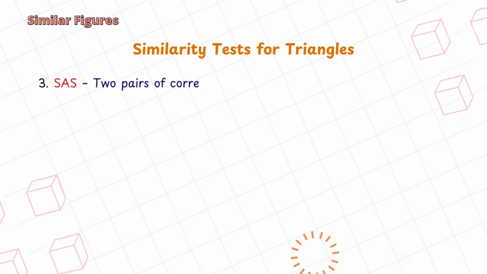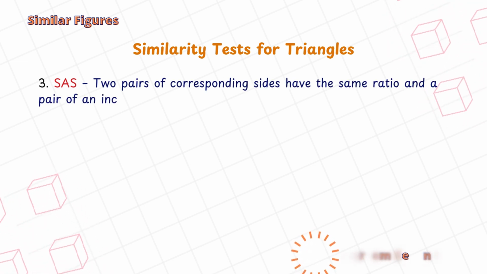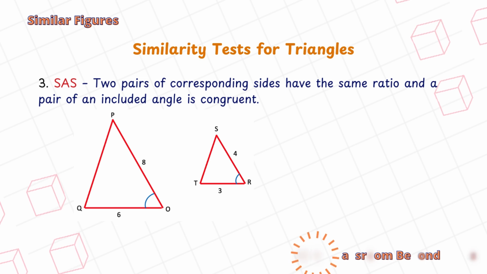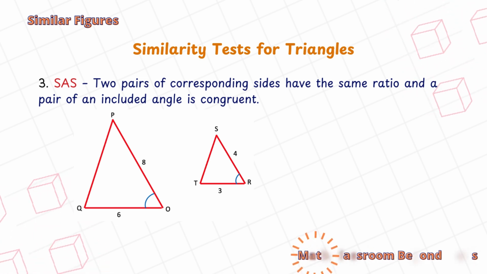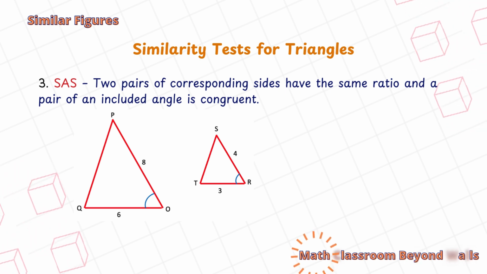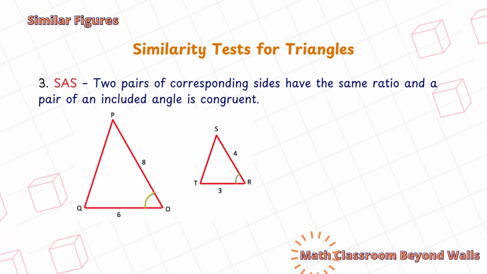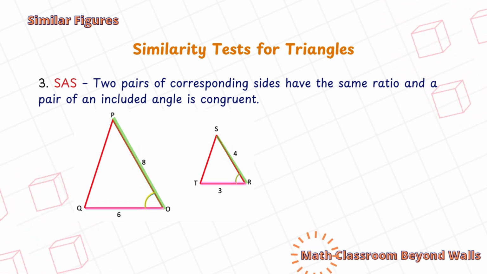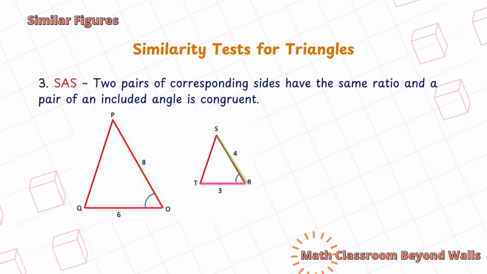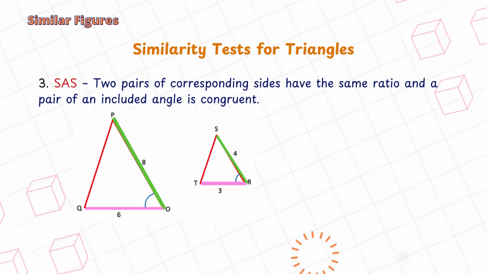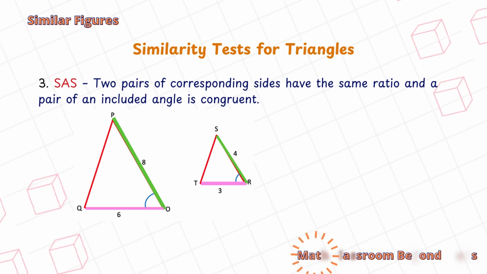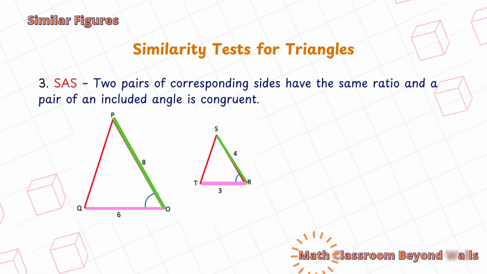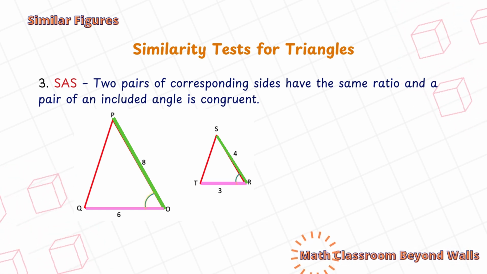Third, SAS. That is, two pairs of corresponding sides have the same ratio and a pair of an included angle is congruent. The included angle is the angle between the two corresponding proportional sides as shown by the illustration here. To determine if the two triangles are similar by SAS, we check for the ratios of the two corresponding sides, and then we also check for the angle measures of the included angles.